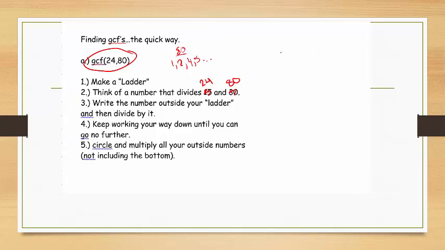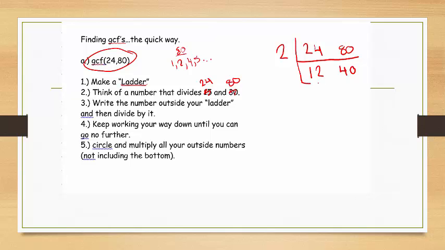Or we can do it a quicker way, which I call the ladder method. It's really easy. You just list 24 and 80. You draw your first ladder, as I call it, and you just have to think of a factor of 24 and 80, such as 2. 24 divided by 2 leaves you with 12. 80 divided by 2 leaves you with 40.